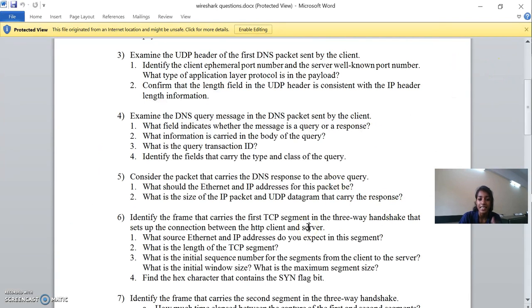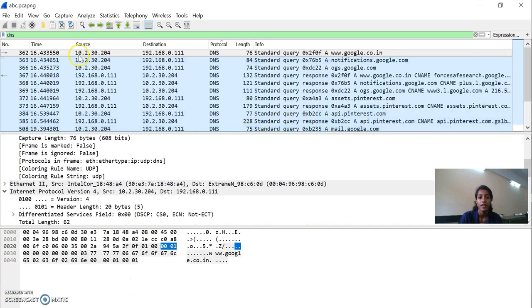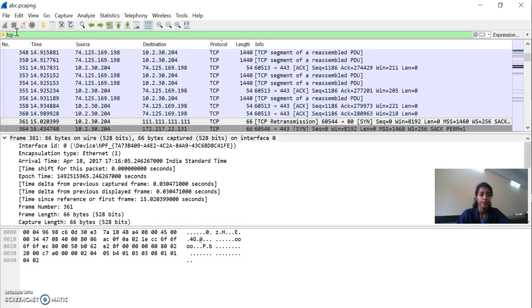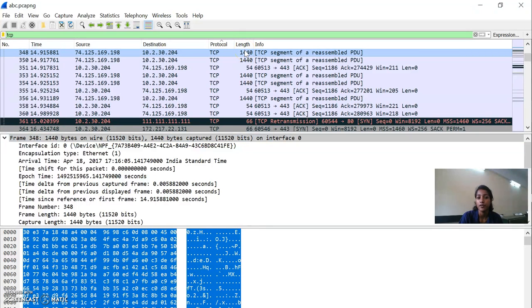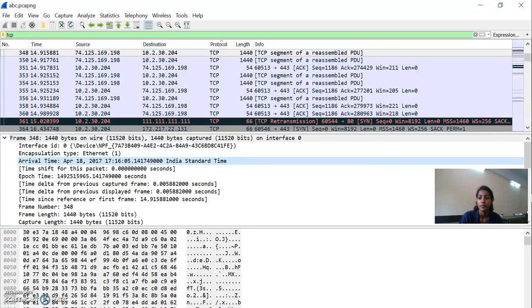Identify the frame that carries the first TCP segment in the three-way handshake that sets up the connection between the HTTP client and server. So this is the question. Now since they are asking about TCP, go to Wireshark and earlier where you typed DNS, go and type TCP. Okay. So the source IP address is 74.125.169.198 here, and the destination IP address is this, and the protocol uses TCP. So the length they say it is 1440, and the information they have given is TCP segment of a reassembled PDU.